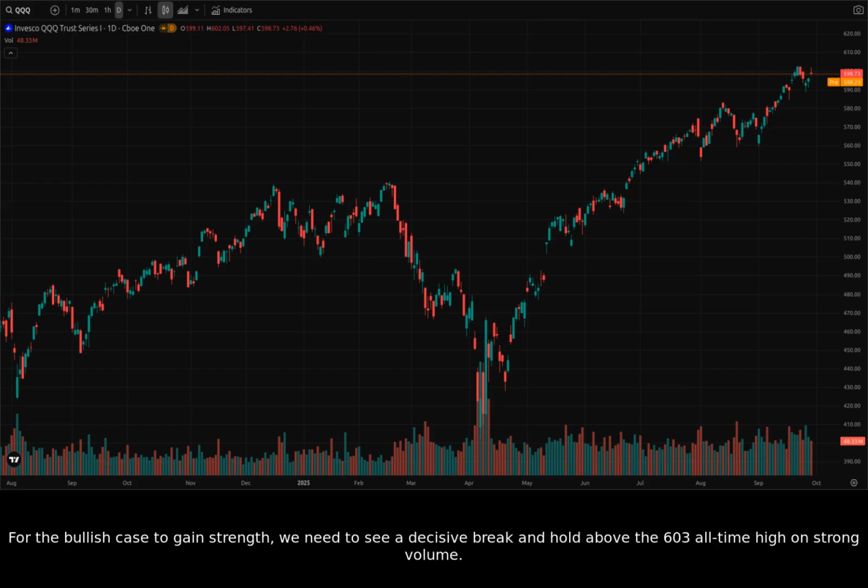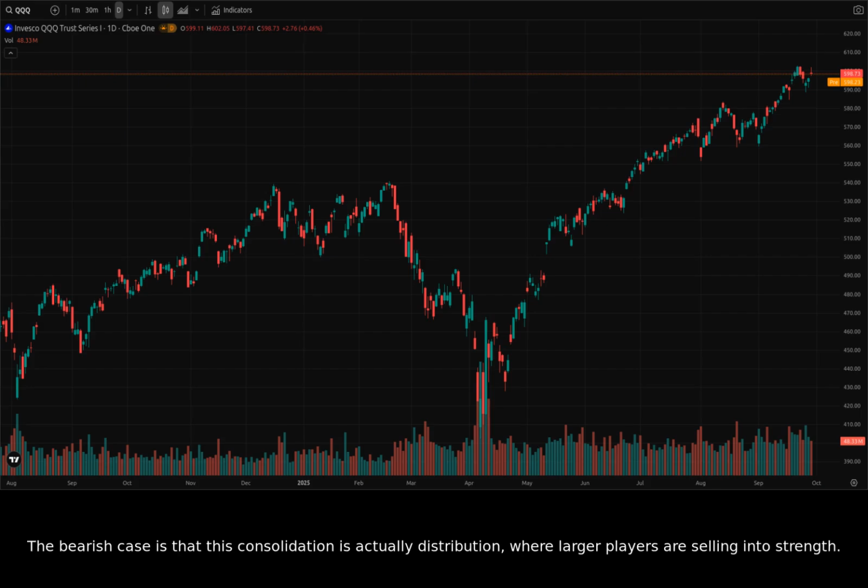For the bullish case to gain strength, we need to see a decisive break and hold above the 603 all-time high on strong volume. The bearish case is that this consolidation is actually distribution, where larger players are selling into strength. The failure to hold the all-time high, combined with macro uncertainty, could lead to a deeper correction. For the bearish case to be confirmed, we would need to see a convincing break below the 593 support level. This would open the door to a test of the next key support at 588.